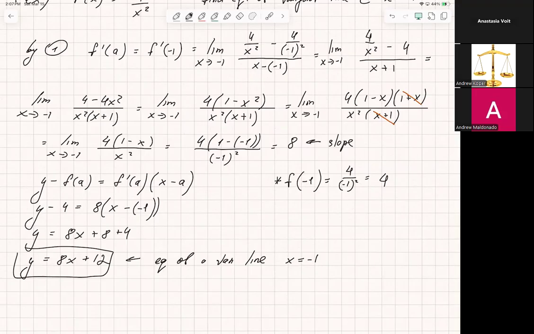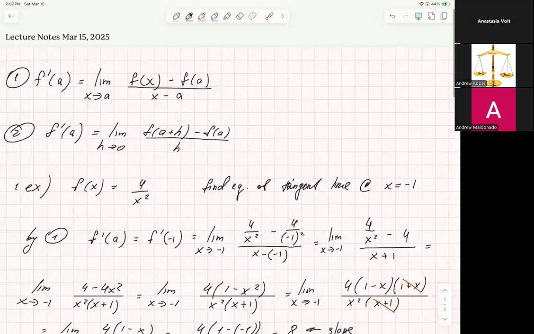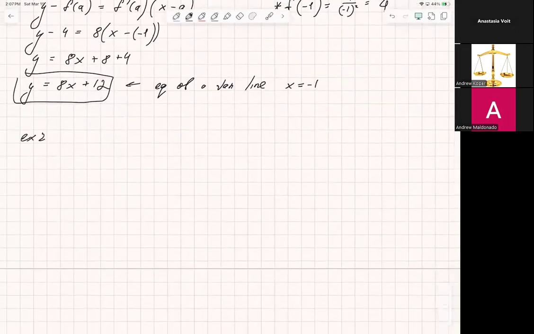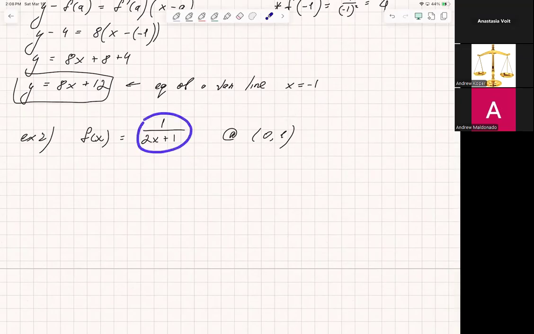Now, if we want to see how to use the second formula, let's do another example. So example 2. f of x equals, let's say, 1 over 2x plus 1. And we want to find, again, the equation of the tangent line at x equals 0. So I have a point, 0 comma 1, but you can find this one easily if you just plug 0 into the equation, right?